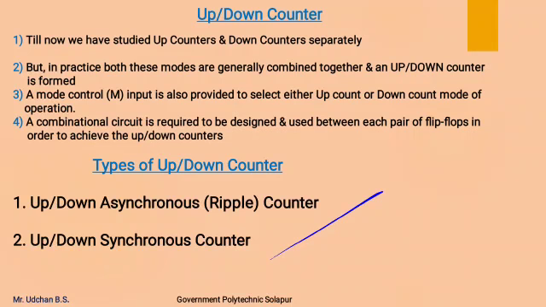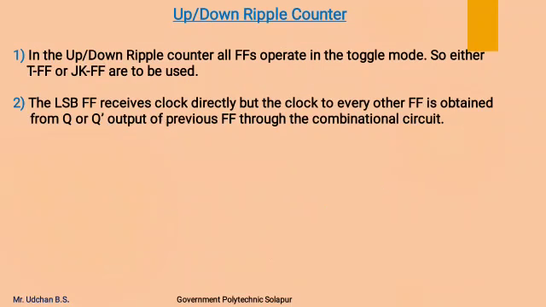Asynchronous counters are also called ripple counters. Now from these two, first we will see the asynchronous ripple counter. In an up-down ripple counter, all the flip-flops operate in toggle mode. So either T flip-flops or JK flip-flops are to be used, as we have seen in the up counter and down counter. The LSB flip-flop, that is the first flip-flop, receives the external clock directly, but the clock to every other flip-flop is obtained from the Q or Q complemented output of the previous flip-flop through the combinational circuit.